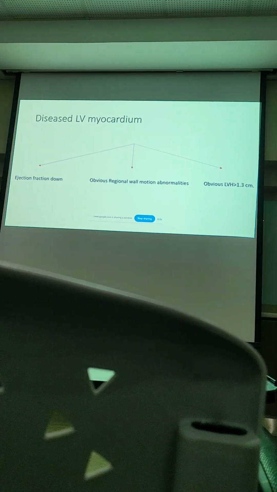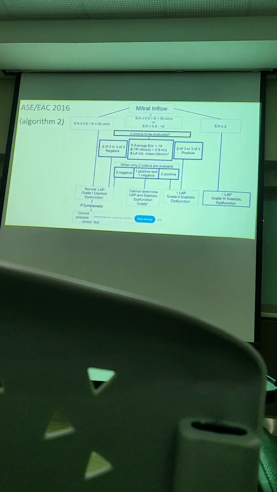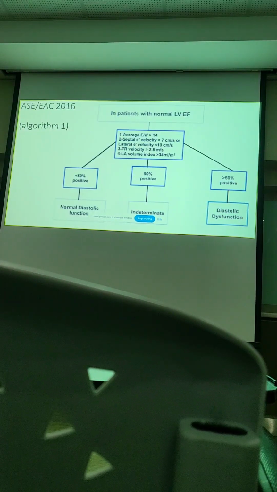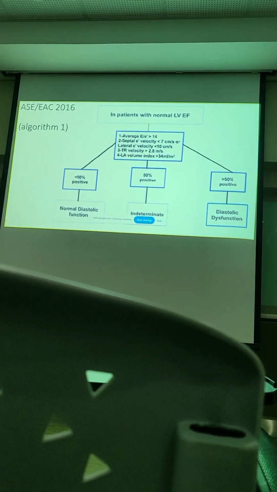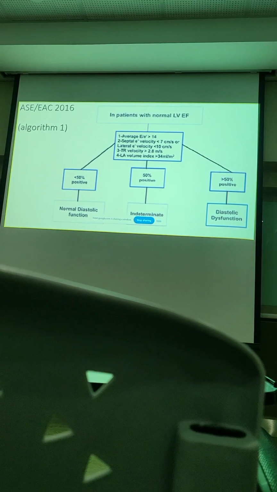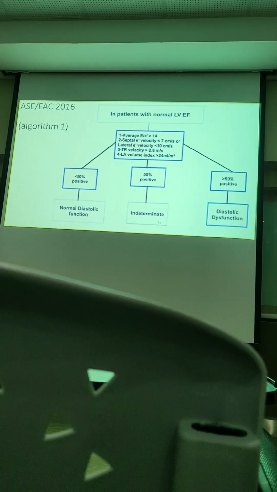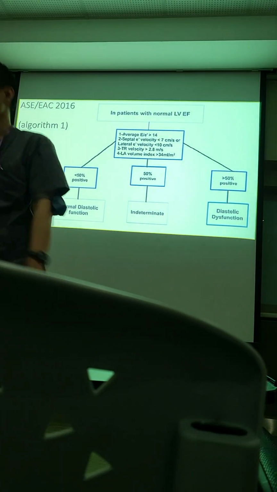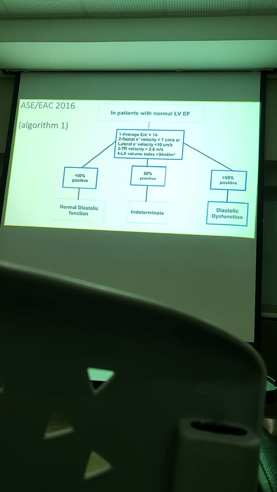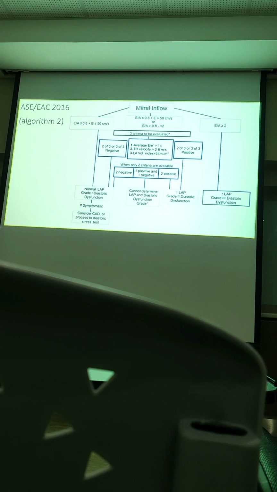Okay lah, I think okay. So just to recap, penting ni. This is the first algorithm from the 2016 ASC guideline. We use this when the myocardium is normal. When the myocardium is not normal, when the myocardium is diseased, we go to the second algorithm, which is this one.